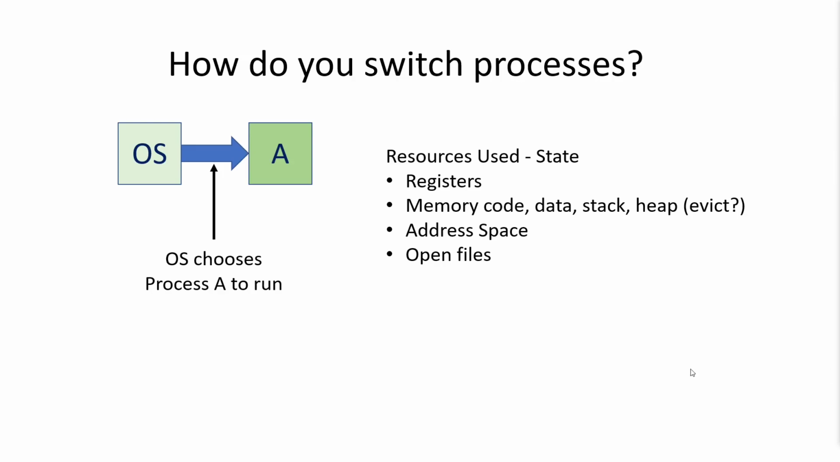How do you switch processes? Initially, the operating system will be running. At some point, the operating system is going to choose one of the available processes that we want to run and turn over control of the CPU to that process. Its instructions are going to be executed, and then at a certain point, we'll switch back. So we need to keep track of the state of all of the resources used. Those are going to be registers, the memory, including the code, data, stack, and heap, which is the address space, and then the list of open files that we're working with.